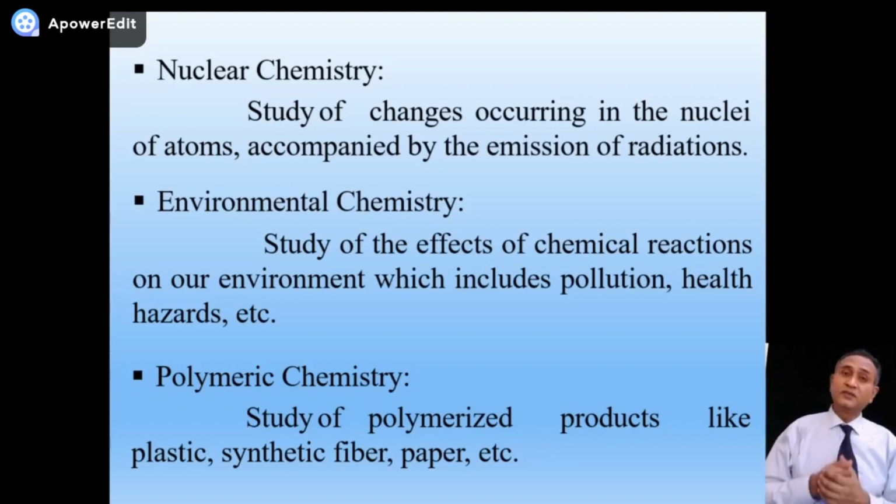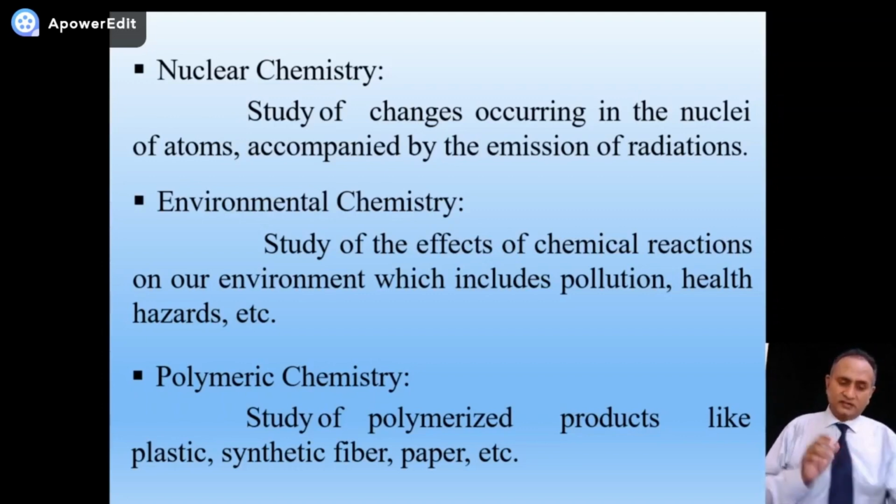What are the products? PVC, polyvinyl chloride. What is this? It's a kind of plastic used for drainage pipes. Okay. PVA, polyvinyl acetate. What is this PVA? Chewing gum. Polyester, cloth. Polythene or polyethylene, polythene bags. So all of these are polymerized products. Clear?